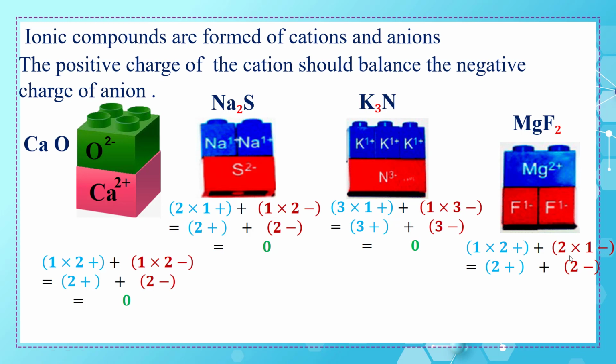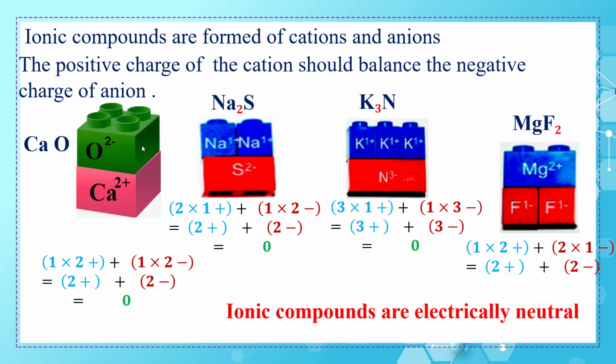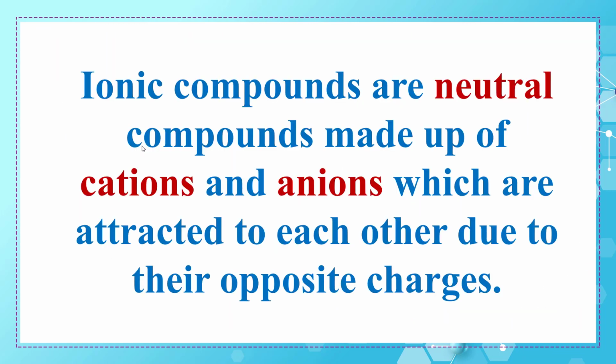So the positive charge, what happened here? The positive charge of the cation balances the negative charge of the anion. So ionic compounds are electrically neutral. They have no charge because the charge of the cation cancels or balances the charge of the anion. So the positive deletes the negative charge. It becomes 0 charge. So it is electrically neutral.